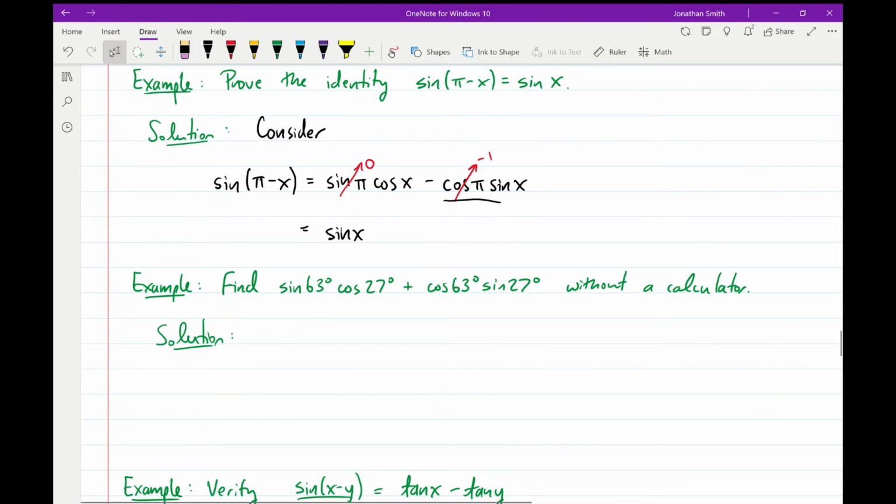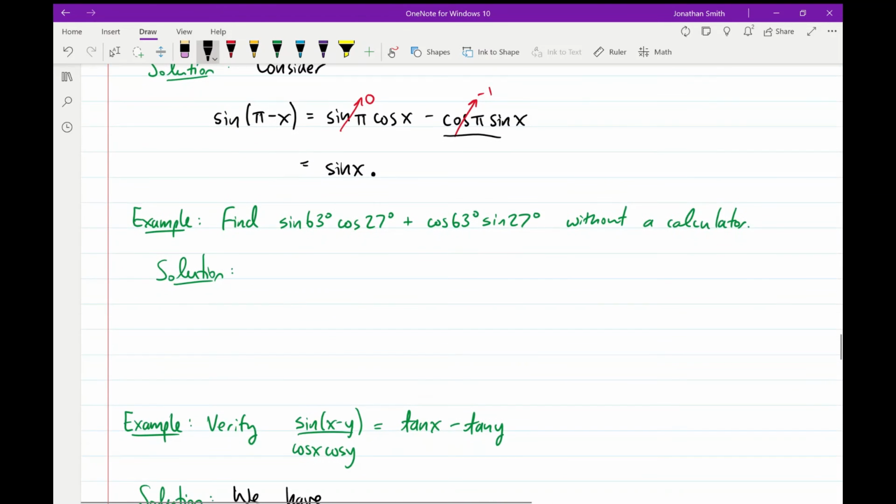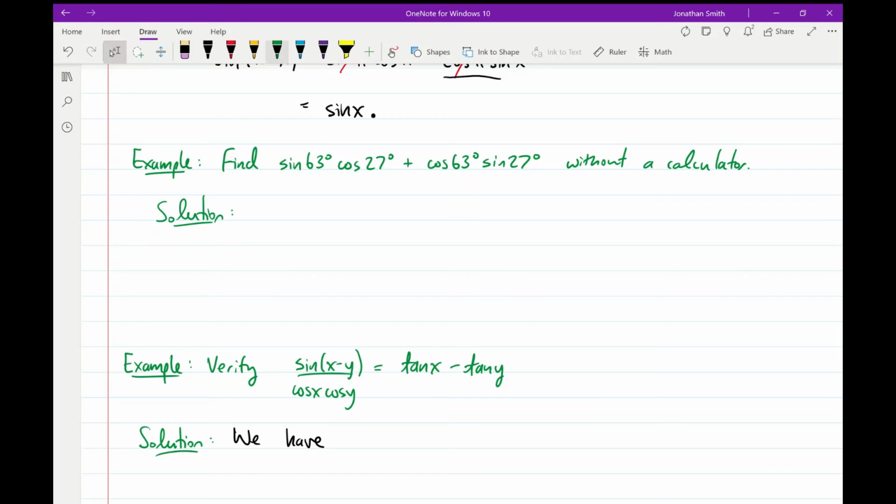So now we've shown that sine of pi minus x is always equal to sine of x by using this difference formula for sine. All right, another type of example we can do. In this case, we want to find sine of 63 degrees times cosine of 27 degrees plus cosine of 63 degrees times sine of 27 degrees, and we want to do it without using a calculator.